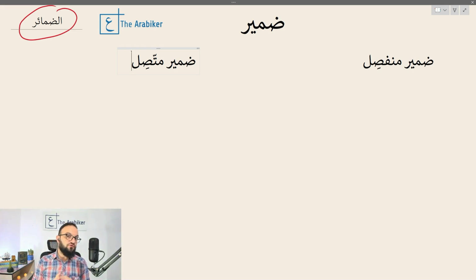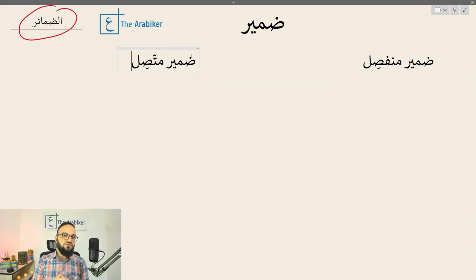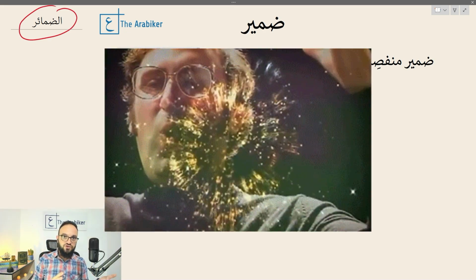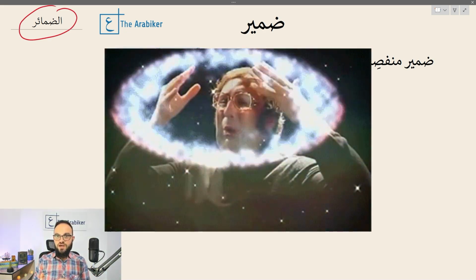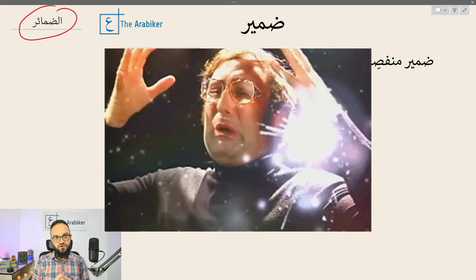Very important note from the beginning: this is the basic simplified explanation, because in a bit more advanced Arabic you will learn that separate pronouns can be object pronouns and attached pronouns can actually be subject pronouns. You will understand this more when we progress, inshallah. But for now, let's put it this way: separate pronouns correspond to subject pronouns and attached pronouns correspond to object pronouns and possessive pronouns.